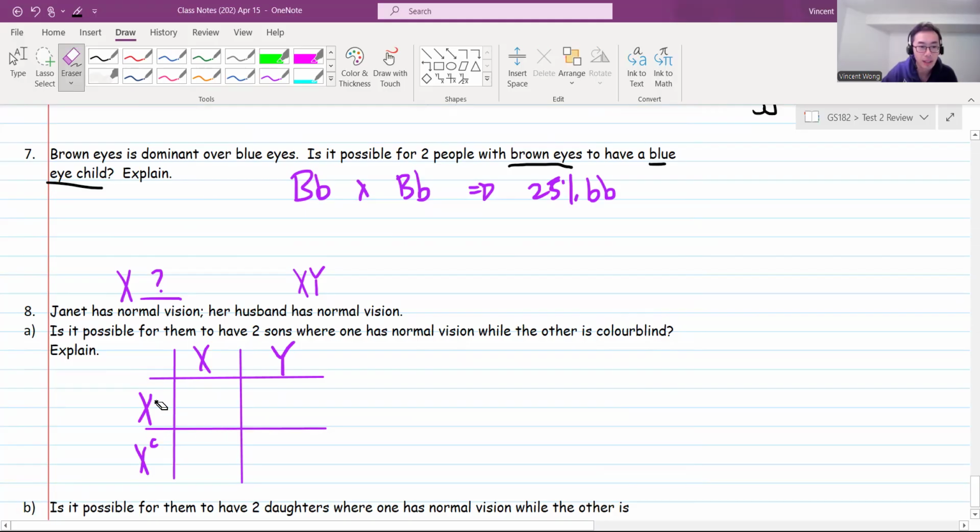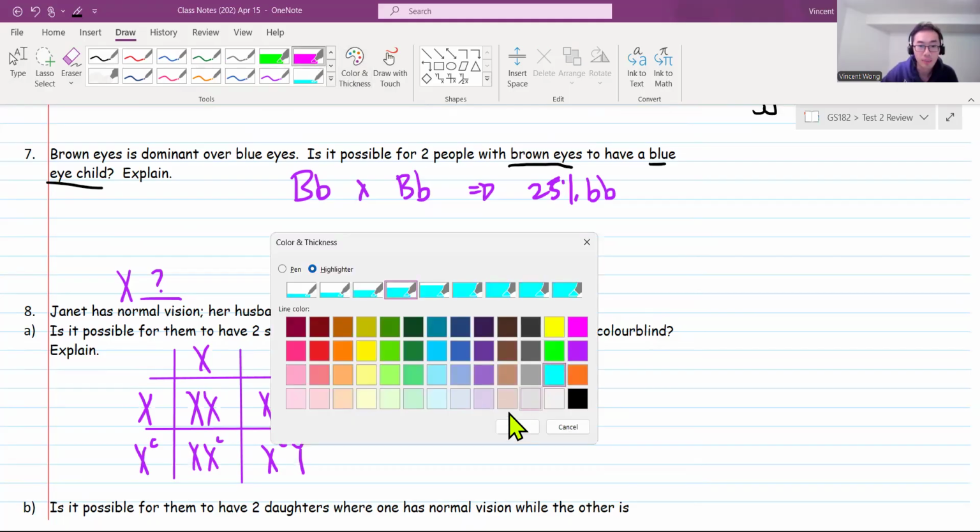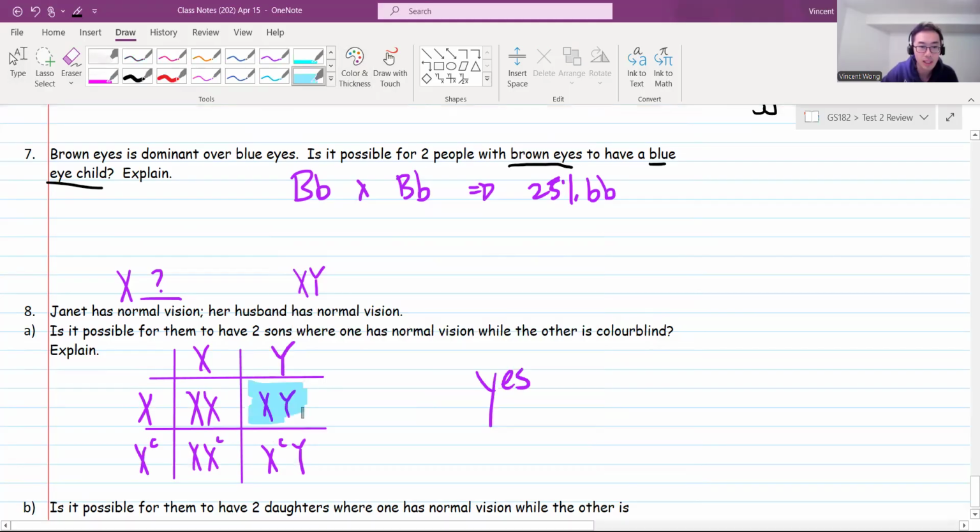And then if we do the Punnett square, we will see that yes. If you only focus on the boys in this question, looking at boys alone, there's a 50% chance the boy will be colorblind and a 50% chance the boy will have normal vision. So yes, definitely. One son can be colorblind, the other doesn't.